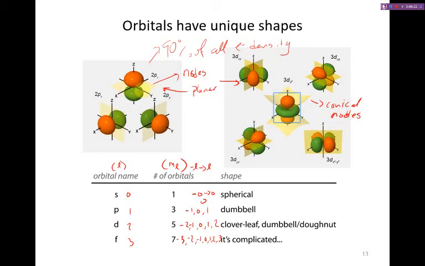So all of these orbitals that are the same subshell, they are degenerate, which means they have the same n and L values. All 5 of the d orbitals within the same subshell are identical in energy and therefore are degenerate.